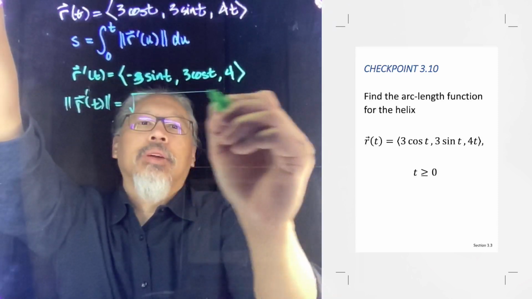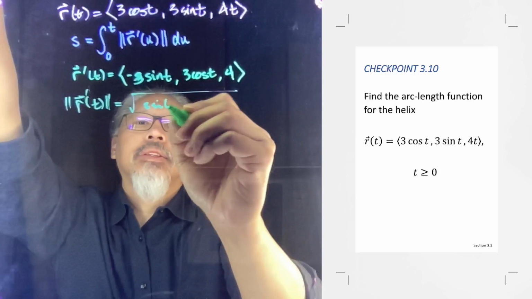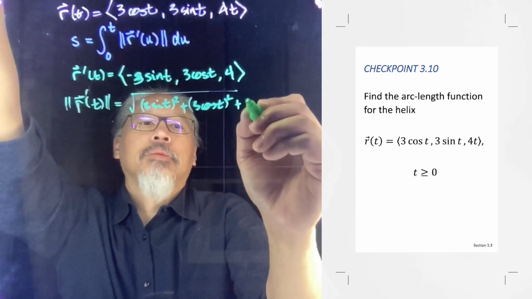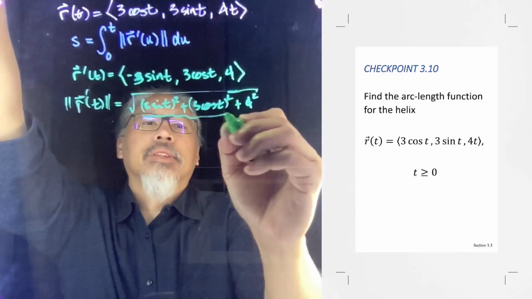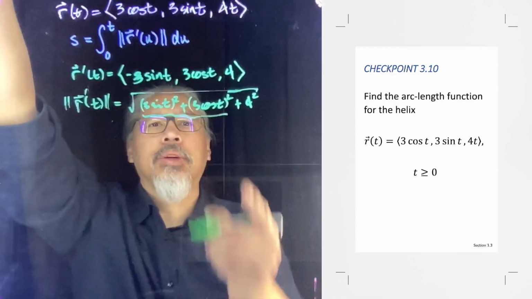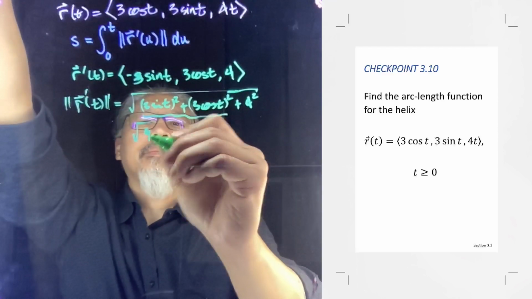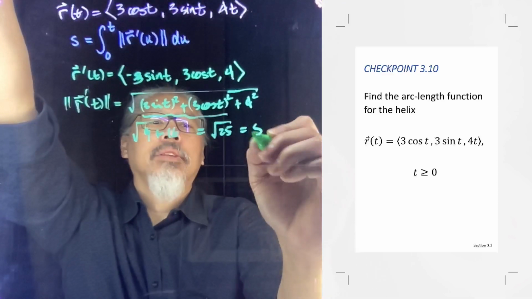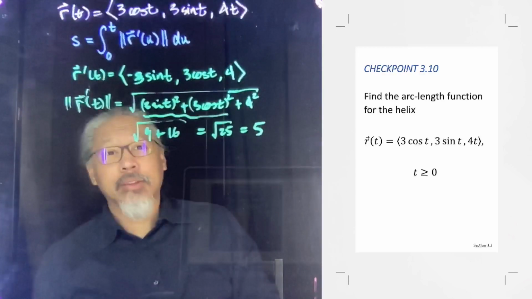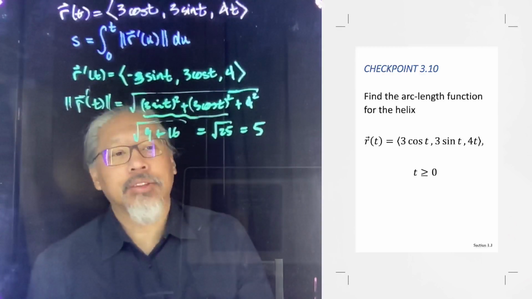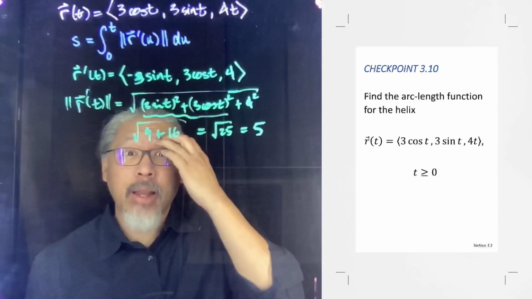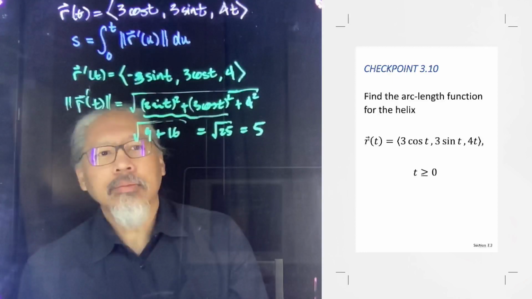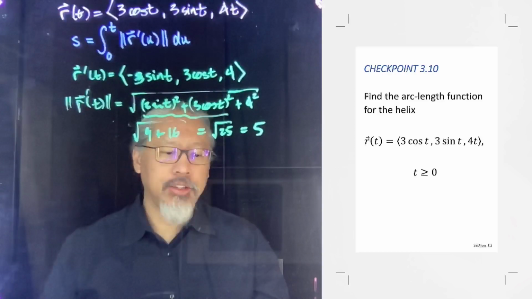this is going to give us the square root of (3 sine t) squared plus (3 cosine t) squared plus 4 squared. So we have sine squared and cosine squared with a factor of 9, and we have 16. And so this is 25, I believe, and so we get a constant. That's the real nice thing about helices and circles, in that their magnitude is usually constant. Circular helices and circles. So now that we have a constant in there, let's use the formula.